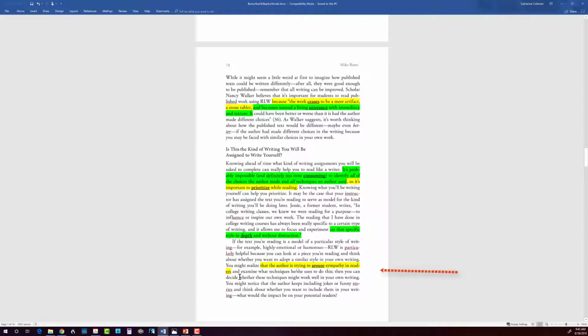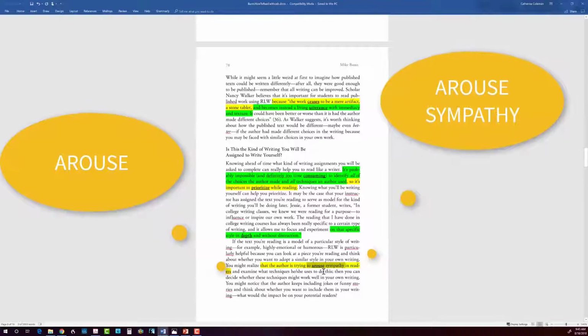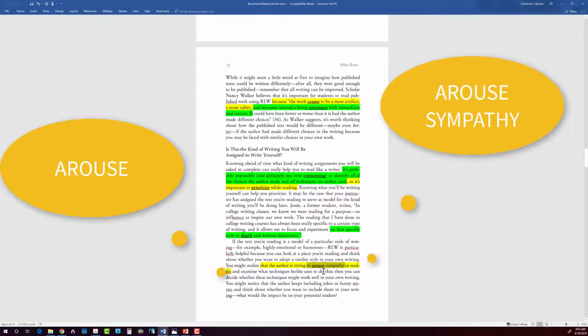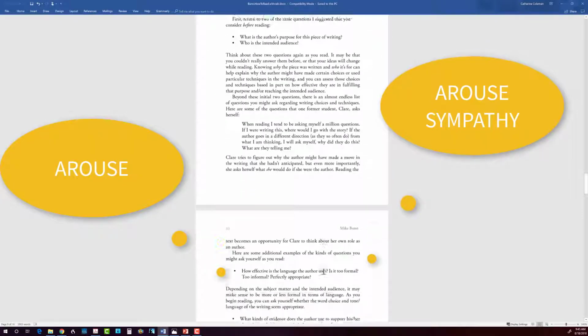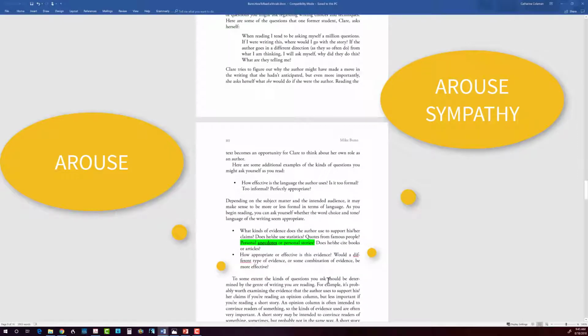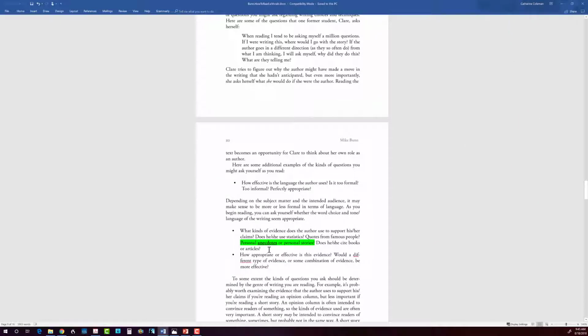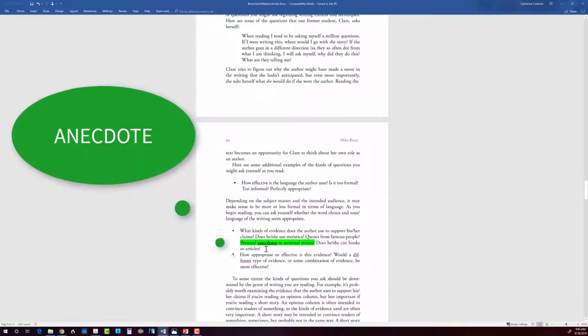Here is another verb, to arouse, that the author is trying to arouse sympathy in readers. And this right here collocates. We often say arouse sympathy, arouse emotion. So this is a good kind of idiomatic chunk that you're going to want to put in your mind. Moving on then through page 79, page 80, we have another noun, anecdote, and we've talked about anecdotes. An anecdote is a small story.